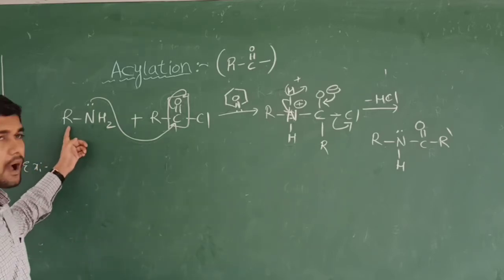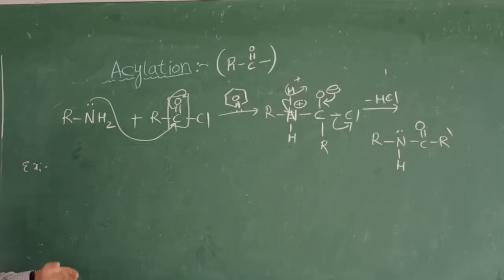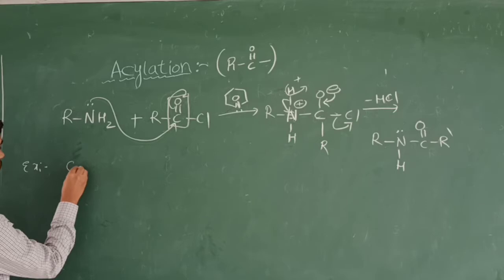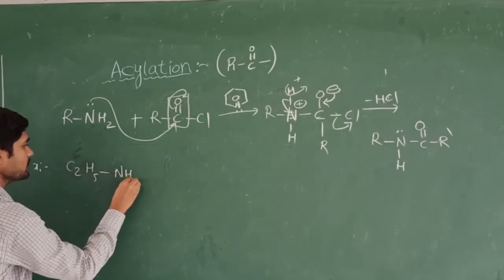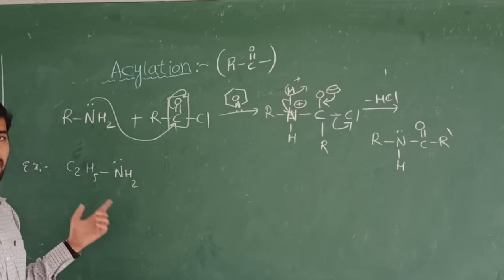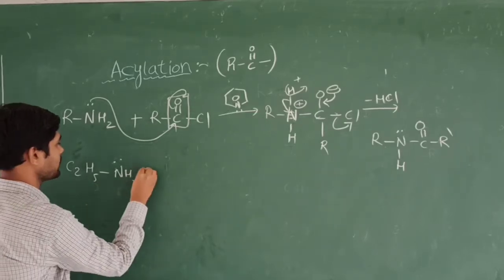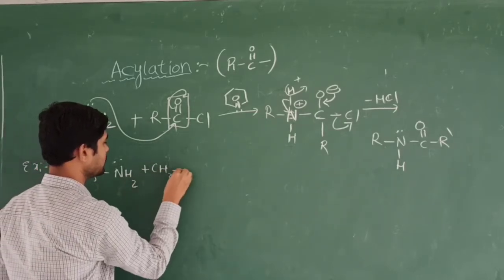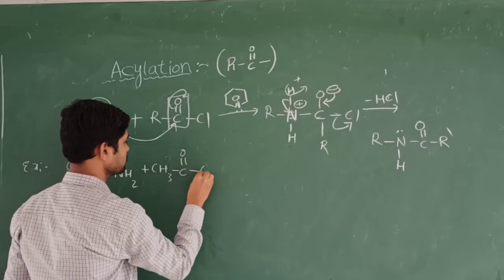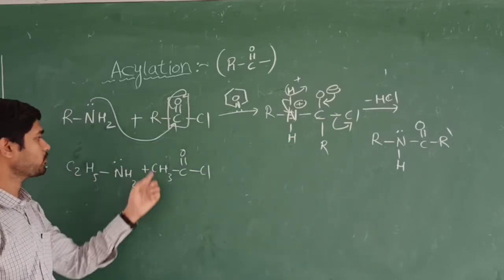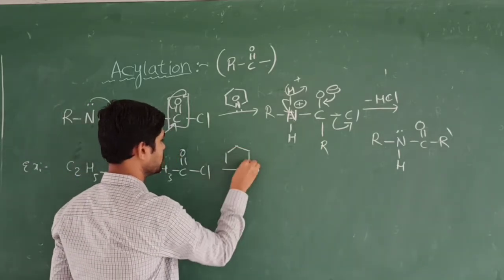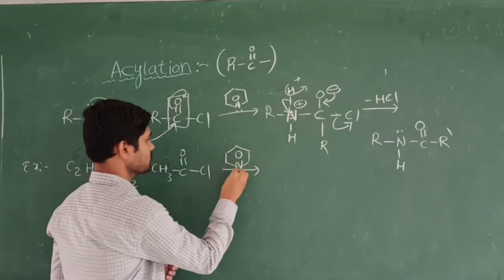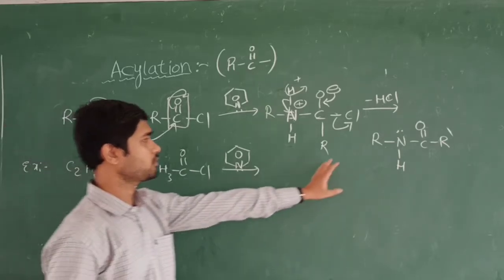I can do the example here. I am going to use R as a CH3 group, and the other R I can use as C2H5, so ethyl groups. This name is ethylamine or ethane amine. When it reacts with acetyl chloride, instead of the R group I am going to add CH3 group, in the presence of pyridine only. So what are we going to get? We are going to get the final product.